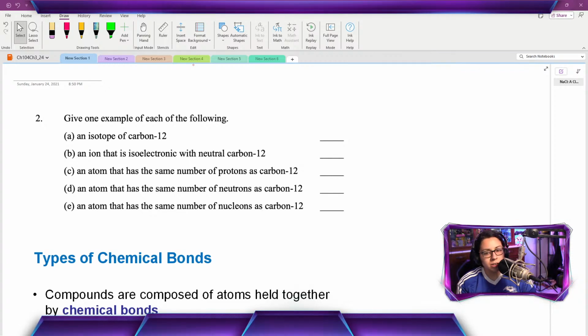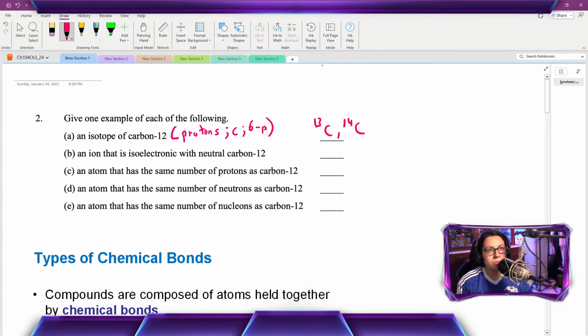If you're in the chat, you can answer. But basically, it has to be defined by its protons, and it has to be a carbon. So that's what we're saying with an isotope. That means it has to be 6 protons. So any isotope of carbon, and you could make up isotopes as well. Again, I don't know if these exist. So any isotope of carbon, go crazy here.